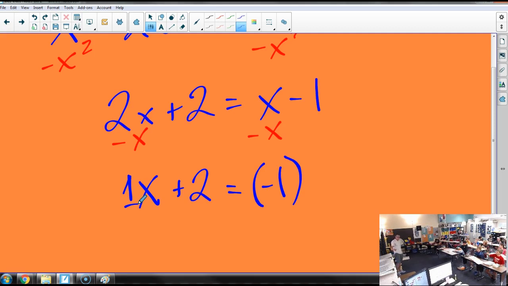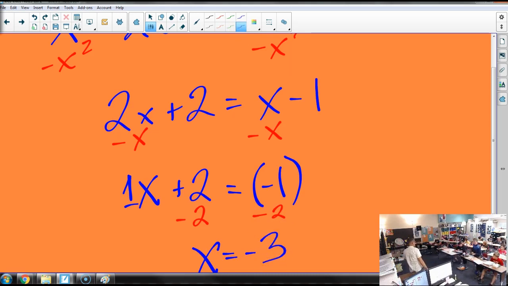Take away that 2 from that side. And we could physically take it away if we're thinking about the algebra mat, right? So, sorry, down here, this is C, so this is not the right mat. I should have switched. But when we do that, x is negative 3. Now write it down, even if you goofed, write it down and go check it.